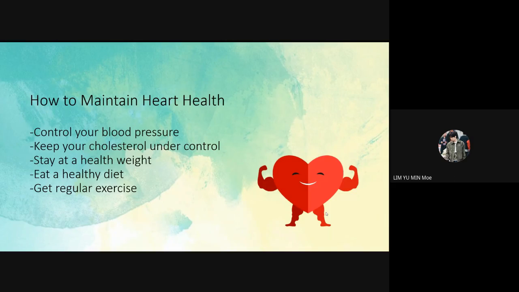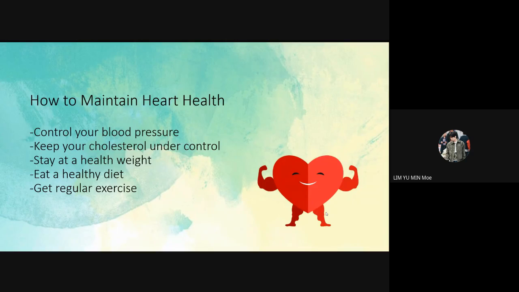How to maintain heart health? First, you need to control your blood pressure. High blood pressure is a major risk factor for heart disease. It is important to get your blood pressure checked regularly, at least once a year, to prevent or control high blood pressure. Next, you need to keep your cholesterol under control. High levels of cholesterol can be treated with lifestyle changes and medicines to lower your cholesterol.